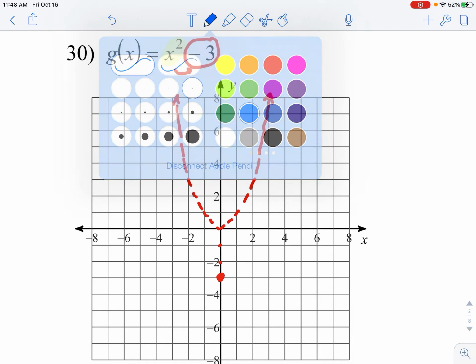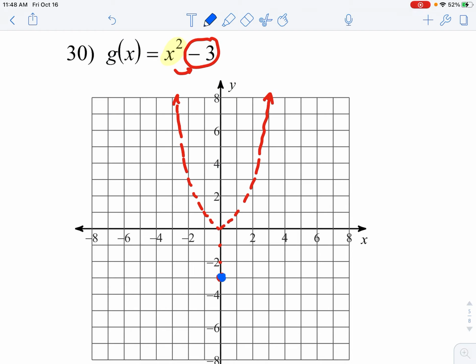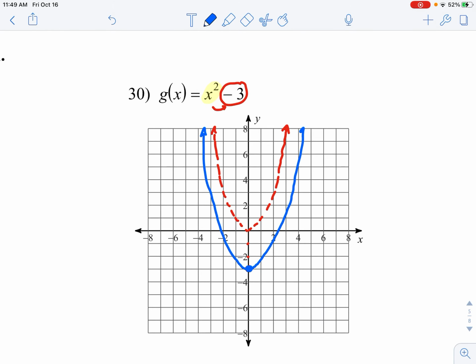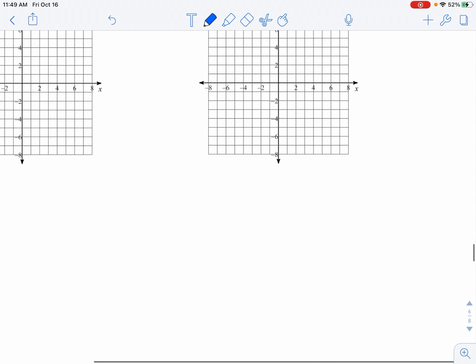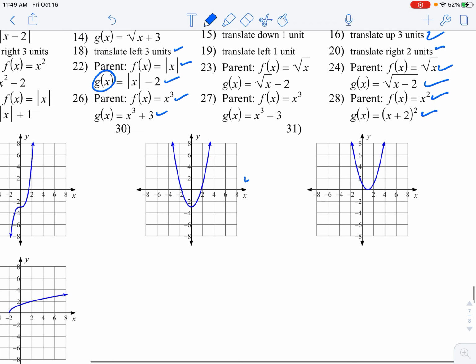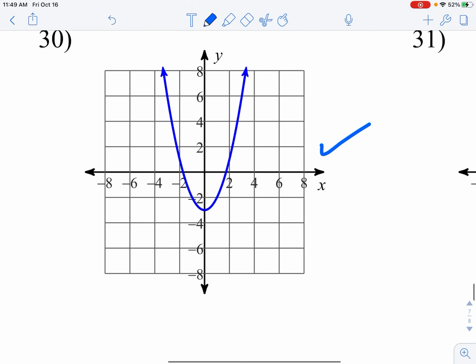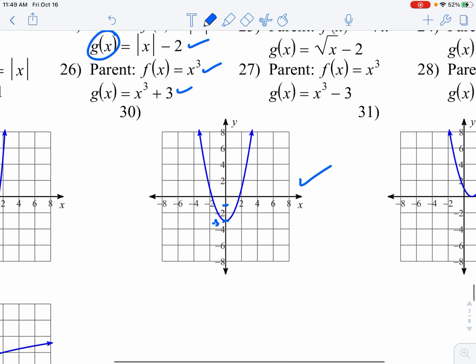I'll do my actual answer in blue. So we should have a parabola that looks kind of like that. Okay, it's a little wavery. My hand isn't that steady, but hopefully it's good enough to call it correct. And there it is. Now the answer key, they count 1, 2, 3. So we're good. Yeah, that's right.